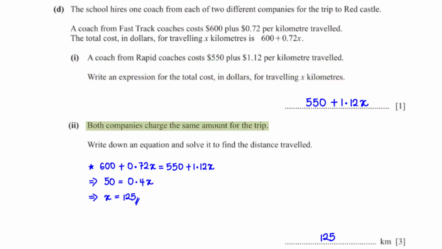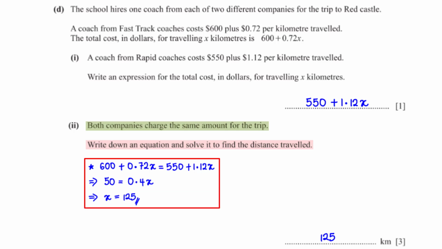Both companies charge the same amount for the trip. Write down an equation and solve it to find the distance traveled. If both companies charged the same amount, then the total cost for the Fast Track Coaches, which is 600 plus 0.72x, should be equal to the total cost for Rapid Coaches, which is 550 plus 1.12x. When we group like terms, we get 50 equals 0.4x. When we divide both sides by 0.4, we have x equals 125.